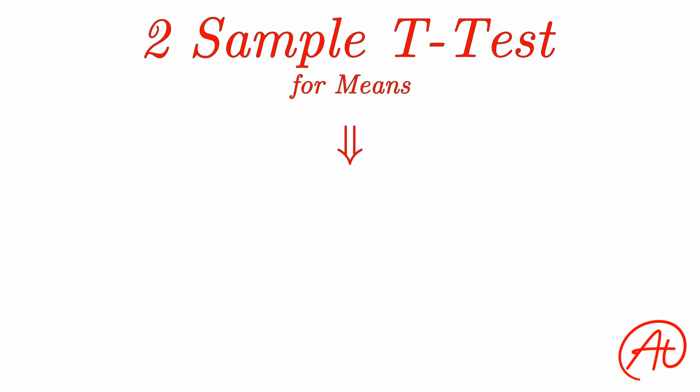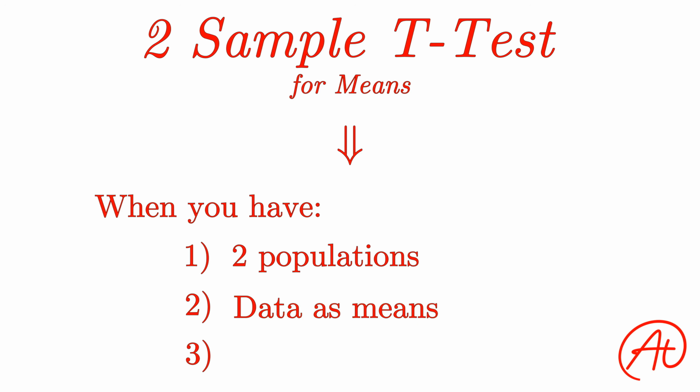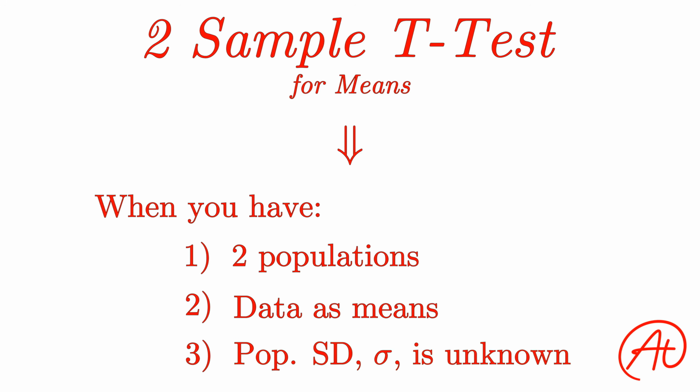So when would you use a two-sample t-test for means? Well, you would use this type of hypothesis test whenever three things are true. First, you need to have two distinct populations or groups you're pulling data from. Second, your data has to be in the form of means as opposed to proportions or another measure. And third, the population standard deviation sigma has to be unknown.